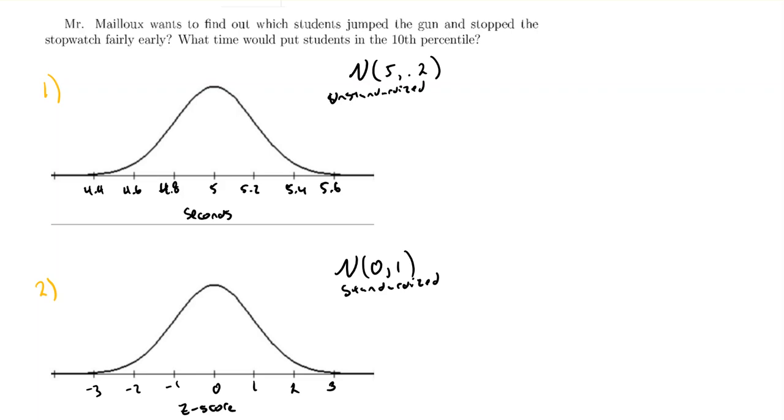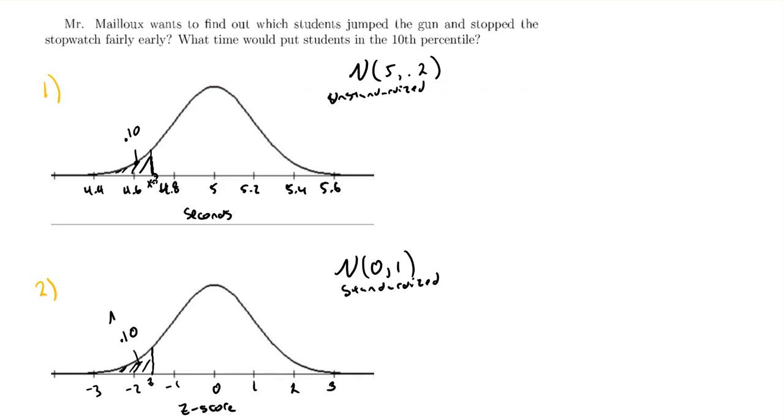Now, by the empirical rule, you know that 10% of the data is going to be to the left of my value. That value of x that I'm interested in is going to fall somewhere in between 1 and 2 standard deviations away from our mean. So this is the x value we're interested in finding. I'm going to put a little question mark there, because this area is going to be 0.10.